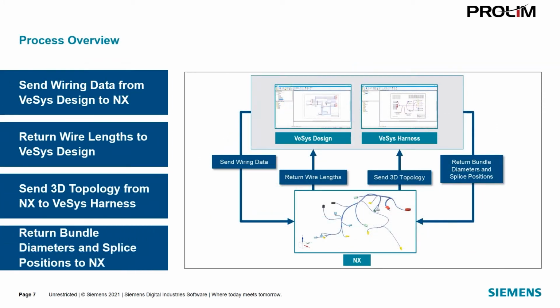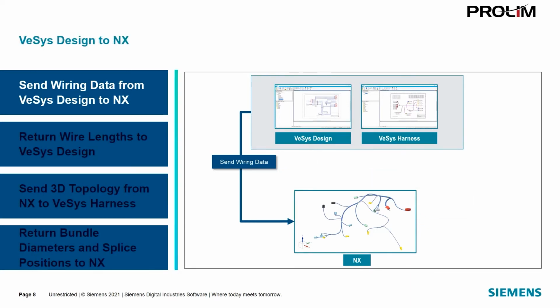Now we will be covering the various ways in which VSys can integrate with an Mcat design. For this specific demo, we will be using NX for our Mcat environment, and will cover the bidirectional transfer of data between VSys design, VSys harness, and NX. In the first half of the demo, we will focus on the exchange between our wiring data in VSys design and physical harness data in NX. The wiring information from VSys will be bridged out to NX as a wiring PLM XML file, utilizing connected mode. Once the data has been exported to NX, connectors will be auto-assigned and wires will be auto-routed.